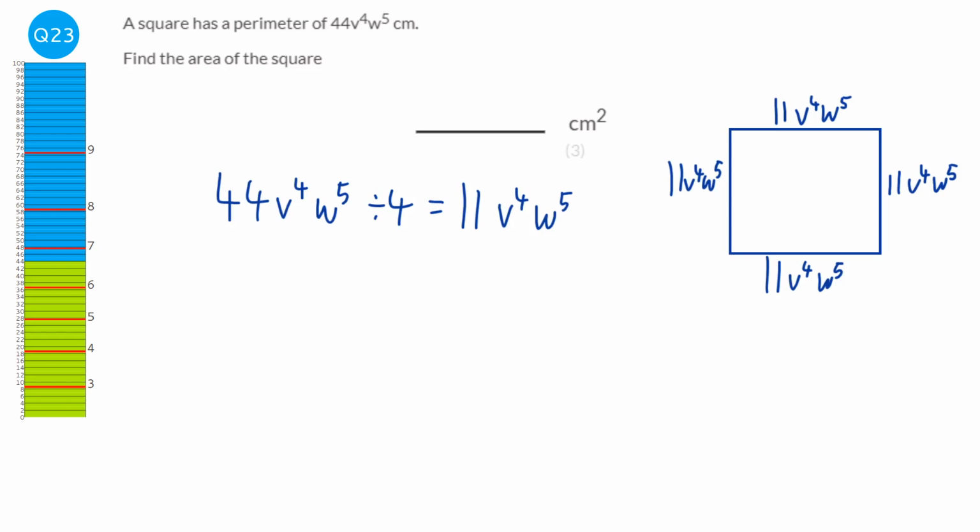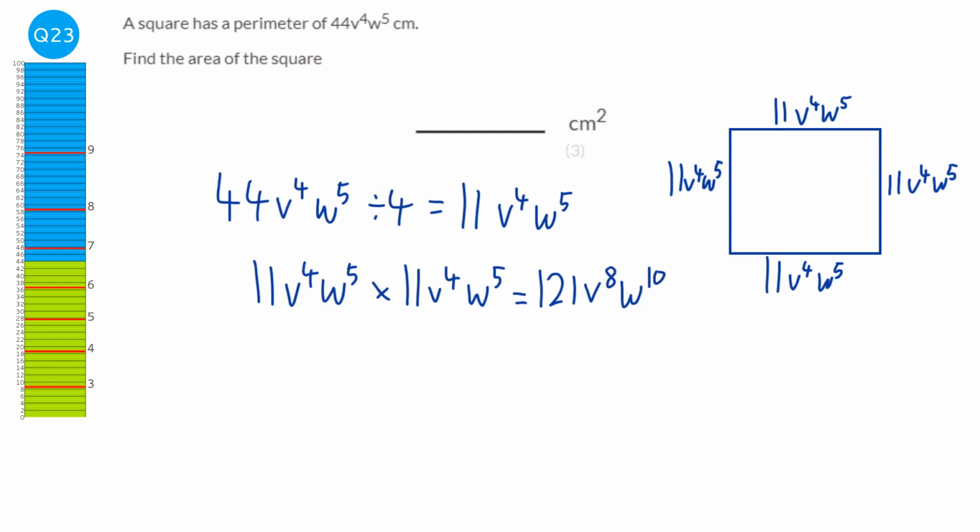And to work out what the area is, we obviously are going to square that. So we're going to do 11 v to the power of 4, w to the power of 5, and we're going to just times it by itself, which is what squaring means. Okay, so we're going to times the 11s together, so that's going to be 121. Going to times the v to the power of 4s together, and remember with indices, if you times two powers of the same base, and they're both v, then we just add the powers together, so that'd be 8. And we're going to add the w to the power of 5s together, so that makes 10. So it's 121, v to the power of 8, w to the power of 10.